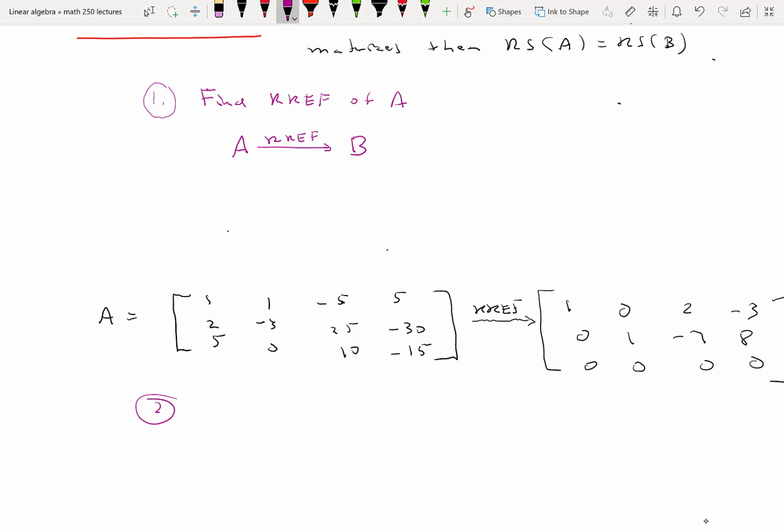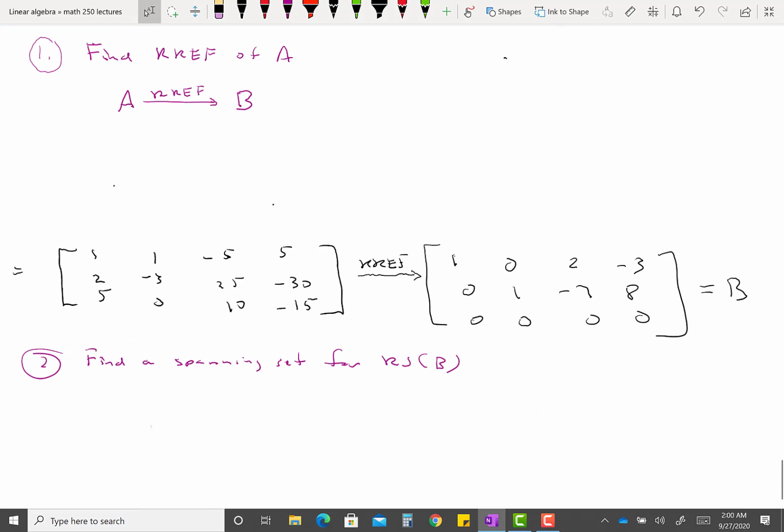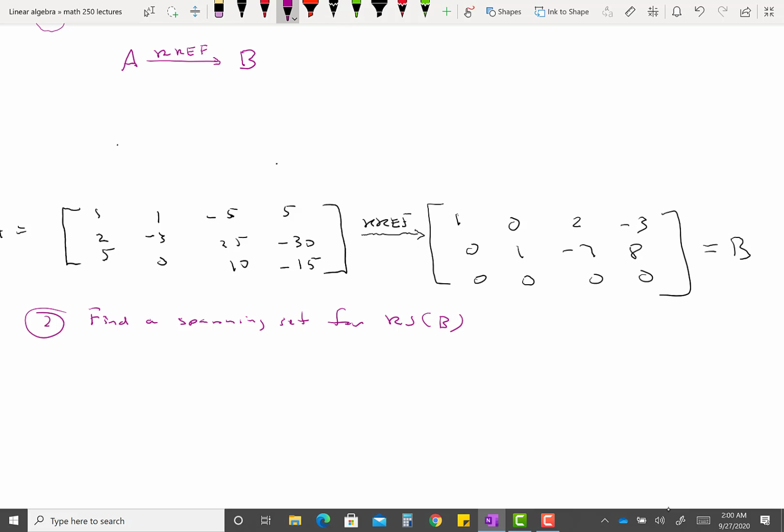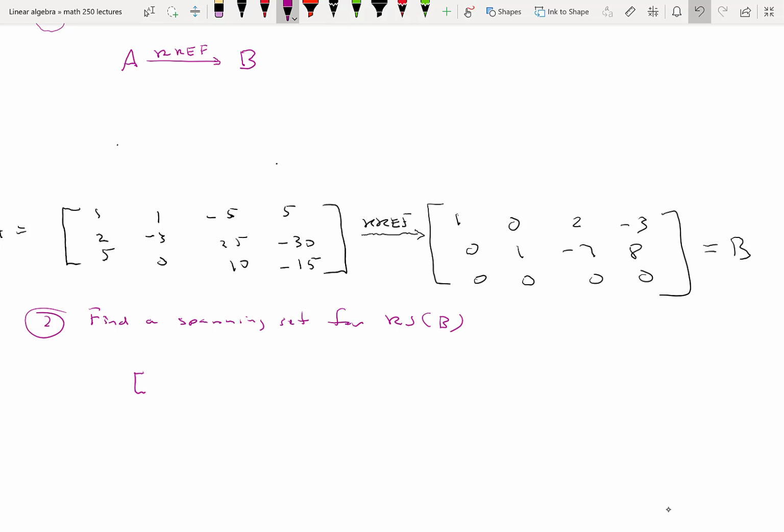Step 2, finding a spanning set. Find a spanning set for the row space of B. What's staring right at us? The row space of B is the span of the vectors, the span of the vectors 1, 0, 2, and -3, the rows of B, and 0, 1, -7, and 8. So there is a spanning set for the row space of B.